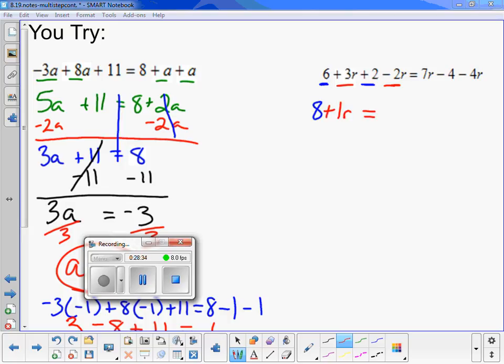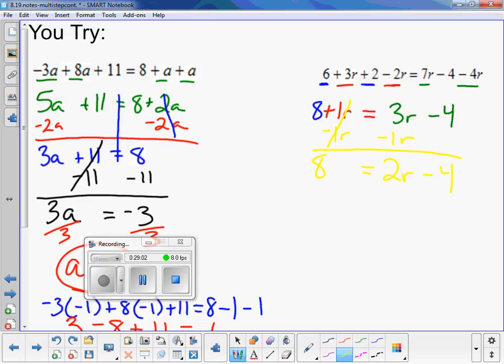Now let's look at the right-hand side. On the right-hand side, I have a positive 7r and a -4r. So 7r and -4r gives me a positive 3r, and I bring down that -4. Now that looks a lot nicer. So now I'm going to move the smallest variable to the biggest. Well, the smallest is a plus 1r, so I subtract it from both sides, bring down the 8, it cancels here, gives me a 2r minus 4.